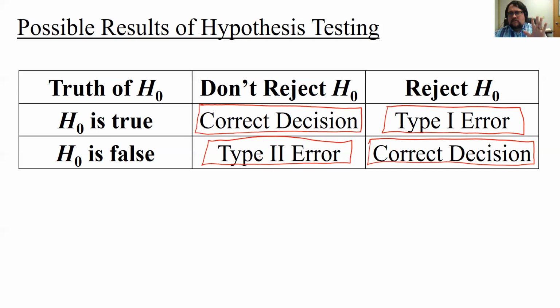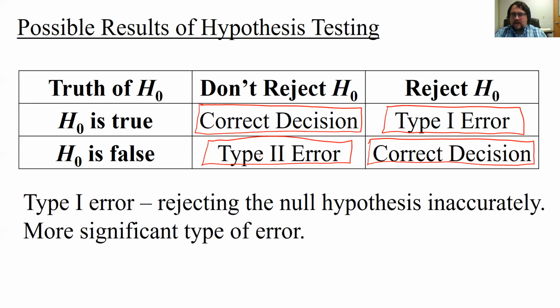Now, like I said, 2 of the 4 are great. We want that to happen when we are correct. The other 2 are errors. One of those errors is actually worse for most situations than the other one. And that is a type 1 error is more significant.